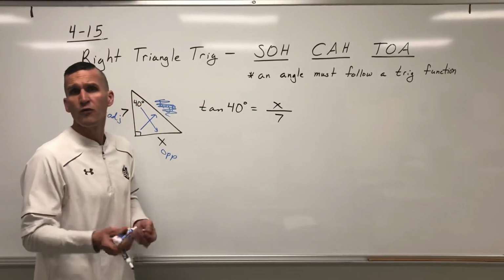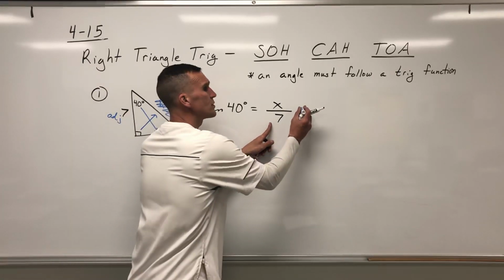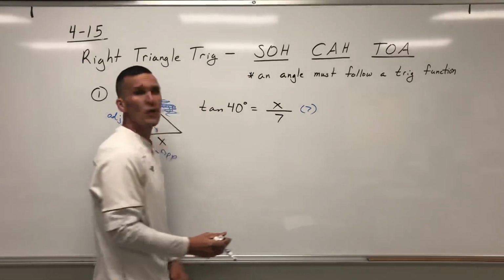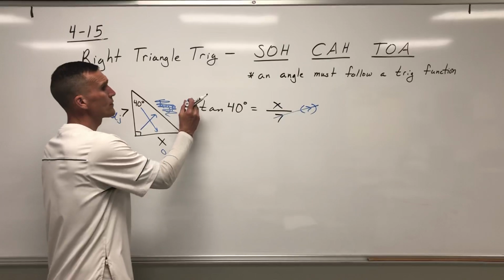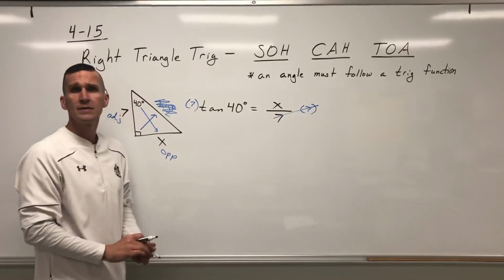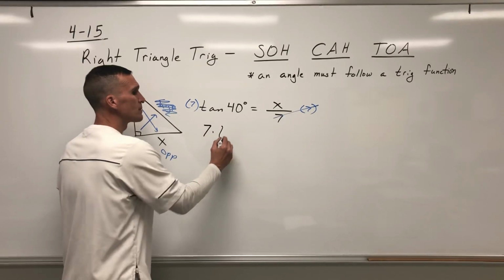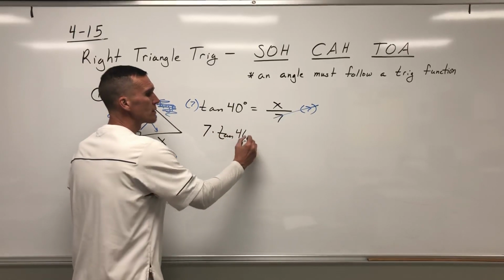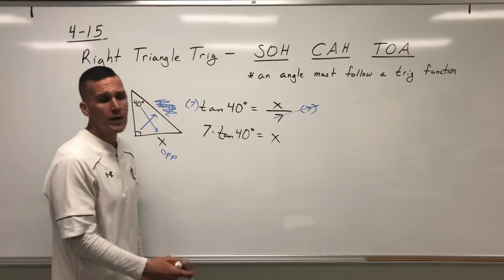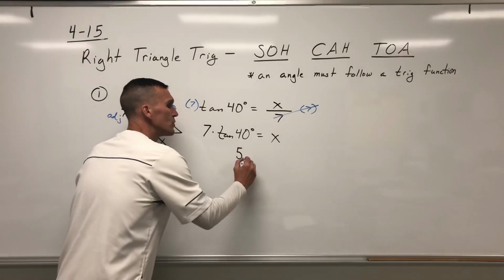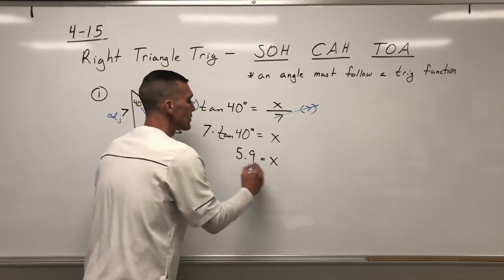So we just do, hopefully, a simple solve step. Divide by 7, the opposite of that is to multiply by 7. On the right side, they reduce or cancel each other, but you have to multiply the left side by 7. So all I'm gonna do is take 7 times the tangent of 40 degrees in my calculator, because that equals x. When I do that, I round to the 10th place and I get 5.9 is equal to x.